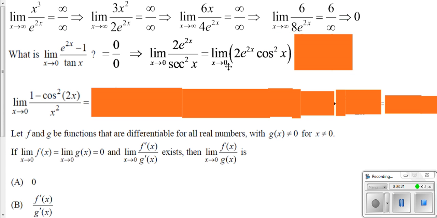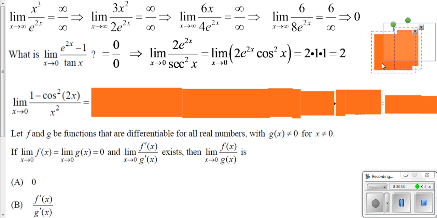Now if I plug in 0, I get e to the 2 times 0, or e to the 0, which is 1. So I get a 2 times a 1. Plug in 0 here. Cosine of 0 is 1. 1 squared is 1. So that's why we have another 1 here. And 2 times 1 times 1 is just 2. So we get 2.